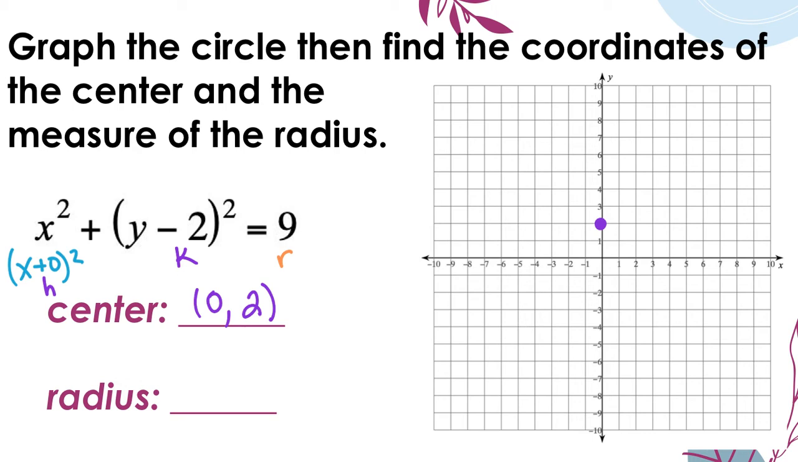And then my radius, I'm going to take the square root of 9, which will give me 3. So then from my center, I count out 1, 2, 3 units. And we think about that as north, south, east, west. So I do that for all directions, and then I connect my circle.